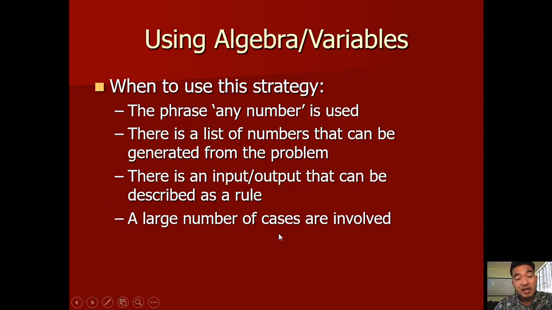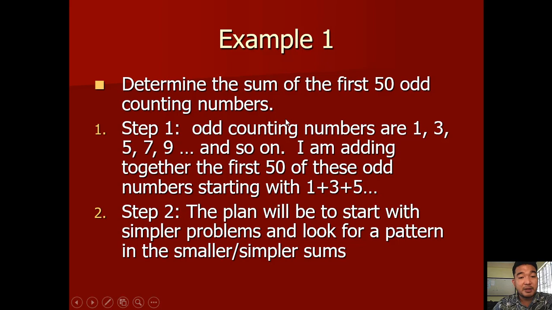Using algebra or variables. Like for example, we have this type of problem. You are asked to determine the sum of the first 50 odd counting numbers. The first step is to identify the numbers. Odd counting numbers are 1, 3, 5, 7, 9, and so on hanggang maka-50 tayo. Then I am adding together the first 50 of these odd numbers starting with 1 plus 3 plus 5 hanggang makarating tayo dun sa pang 50 na odd numbers.